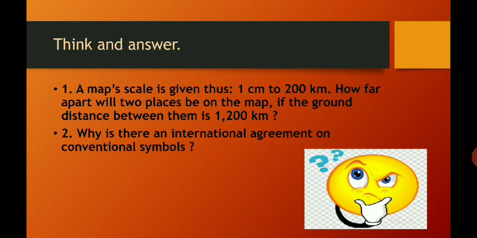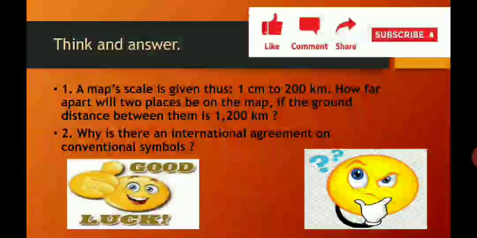This is the first question. The next question is, why is there an international agreement on conventional symbols? We have just read and understood what conventional symbols are. So why is there an international agreement on conventional symbols? You can find the answer in your book. All the best, students, go through your book, try to find the answer and solve it, and send it on my WhatsApp if you are able to solve.